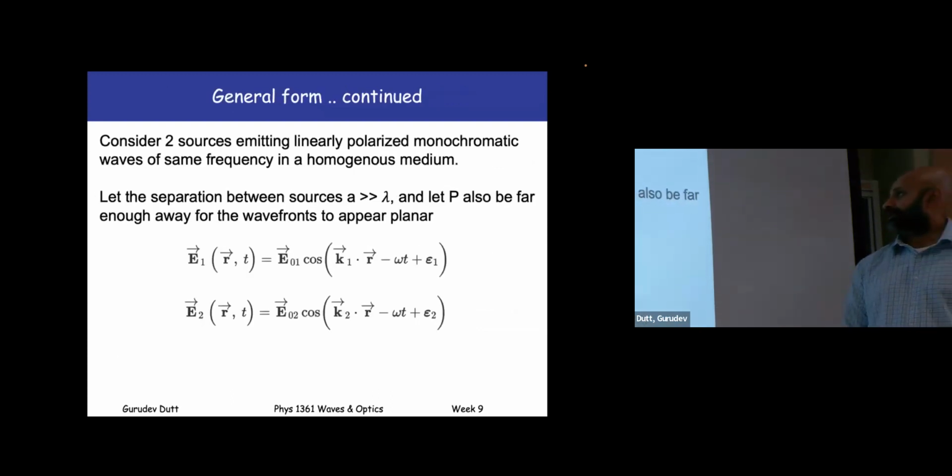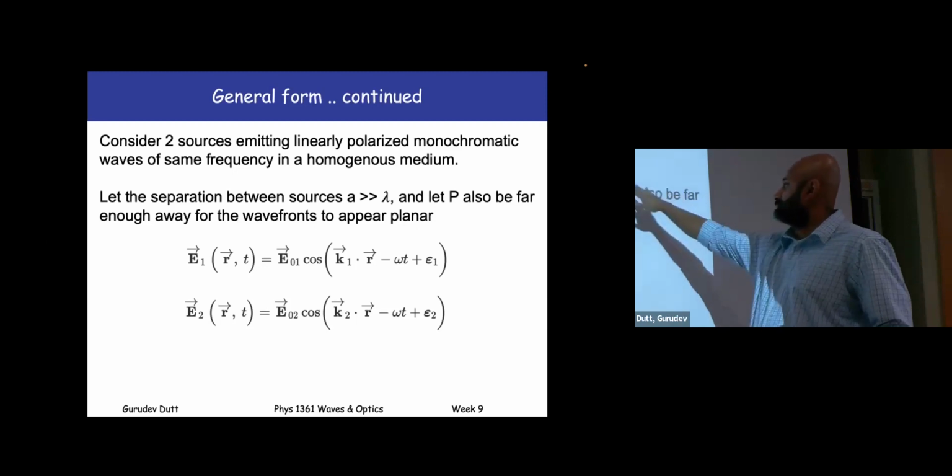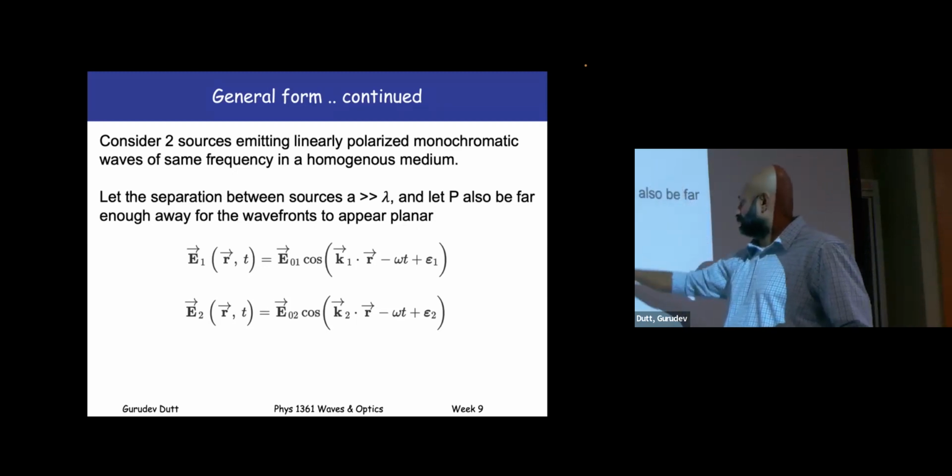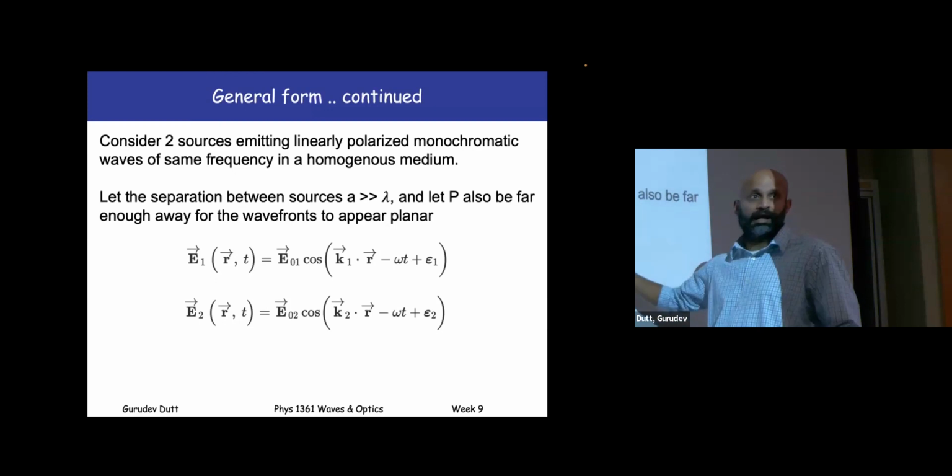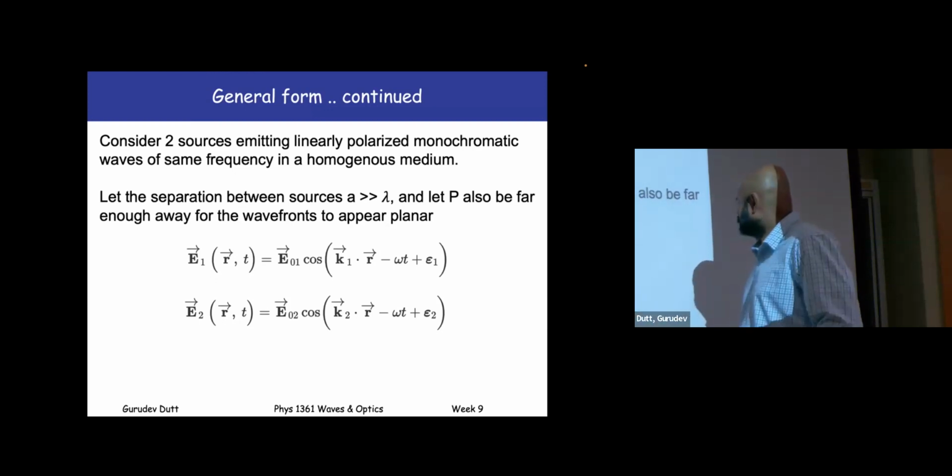But for our consideration here, we are going to look at two fields, and consider the sum of the two fields and calculate the intensity, the irradiance, from the sum of these two fields. So far we were just talking about the addition of the fields. Now we want to consider a very general situation: linearly polarized monochromatic waves of the same frequency, so omega is the same for both. We'll see what happens if I relax this requirement.